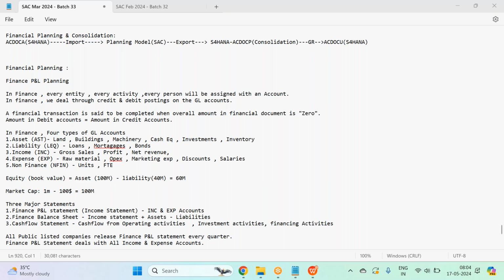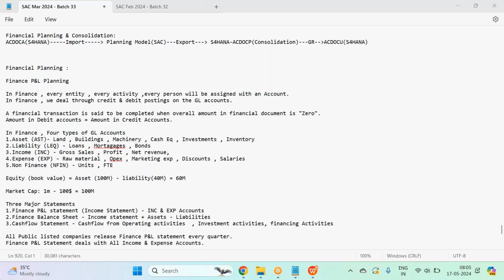All right, guys. So I'll give you some basic understanding on finance. Generally in financial planning, we majorly do P&L planning, profit and loss planning. What exactly we mean by profit and loss statement, I'll cover. If I speak about finance, we always say financial accounting. What do we mean by accounting in finance? Every entity, every activity, every person will be assigned an account. For everything we have an account. We call it GL accounts.